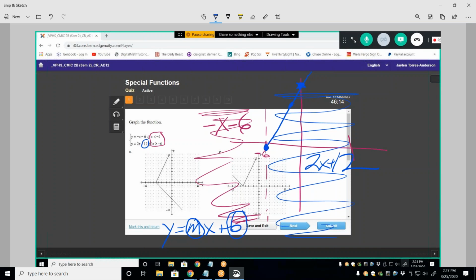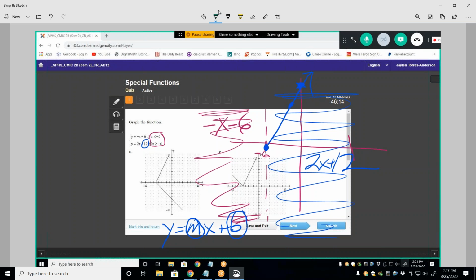Okay. So that is everything to the right of the dotted line we have graphed. And this goes out to infinity, so you put an arrow on it like that. Okay? Now we have to address the left side of the graph, which is the top function, minus x minus 6. Okay, I'm going to draw that in green.